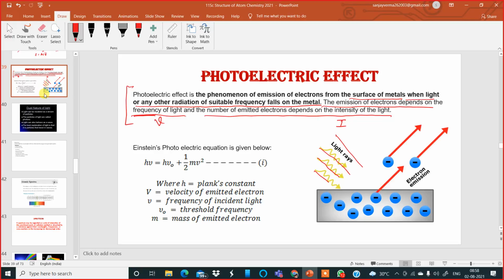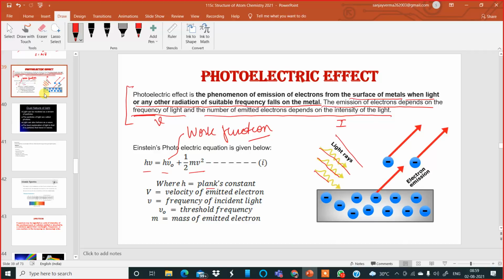Now Einstein's photoelectric equation is given below. hv is equal to hv0 plus half mv square. This hv0 is called the work function. Work function is the energy with which the light rays are hitting the metal surface so that electrons are given out. That is the work function.